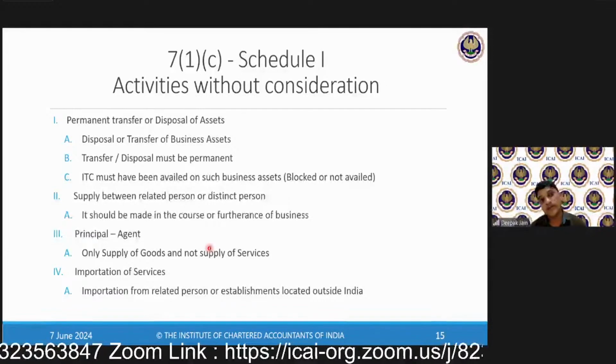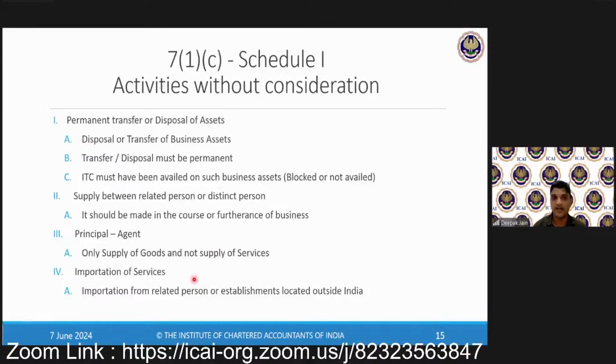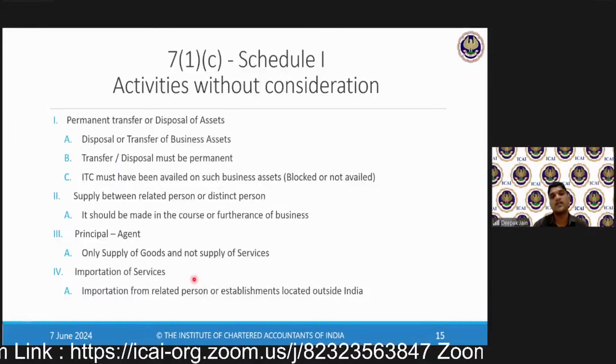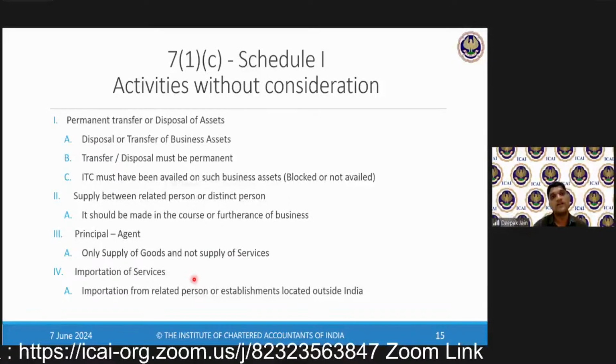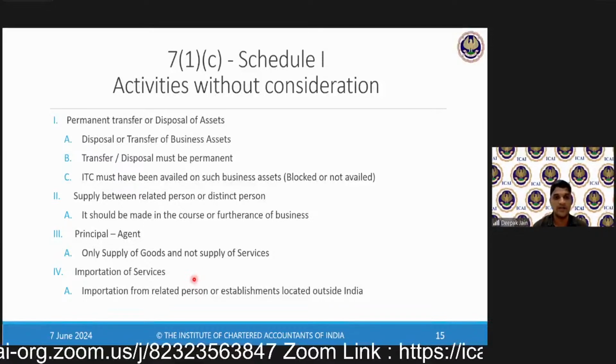Now, very good question, Unikrishnan, is if the assets are purchased prior to GST, so you have not claimed the credit. If you have not claimed the credit, then on such disposal, if it is with consideration, then fine. If it is without consideration, no GST is paid.